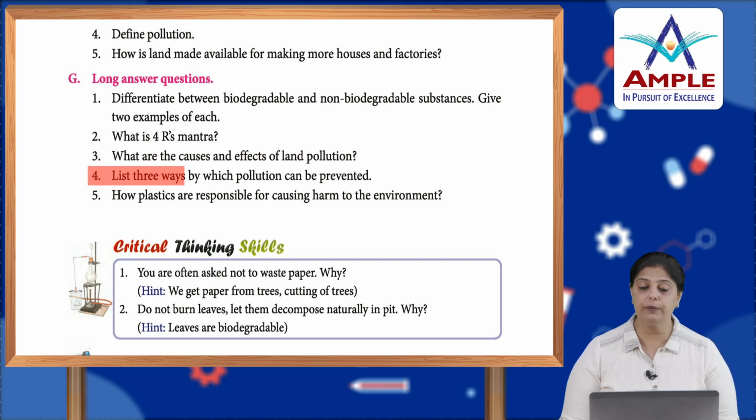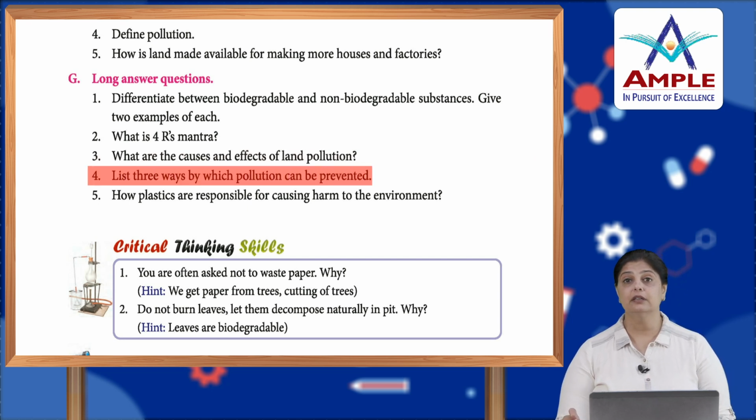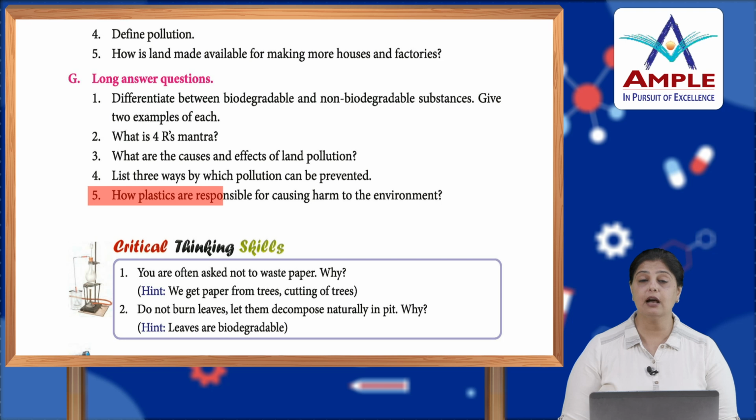Okay. List 3 ways by which pollution can be prevented. How can we prevent pollution, okay, and lead a good life? How plastics are responsible for causing harm to the environment. Okay. Now, mention about that.